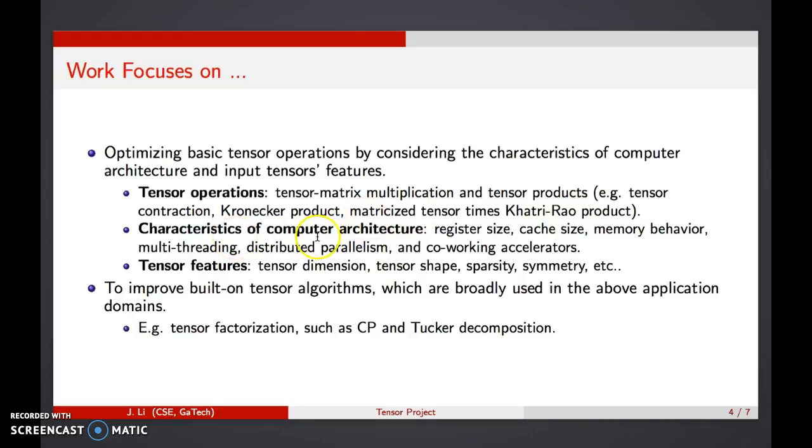The characteristics of computer architecture are the major consideration for the high-performance computing area. We consider register size, cache size, memory behavior, and three types of parallelism for tensor algorithms. The three types of parallelism include multi-threading, distributed parallelism, and co-working accelerators. The input tensor features include tensor dimension, tensor shape, sparsity, and so on. Using the optimized tensor operations, we can improve the built-on tensor algorithms. My work focuses on tensor factorization, such as CP and Tucker decomposition.